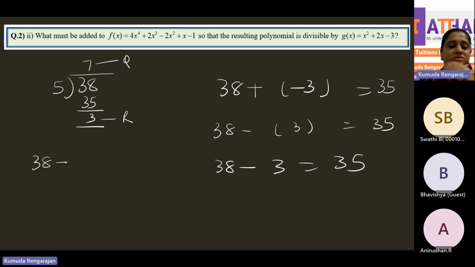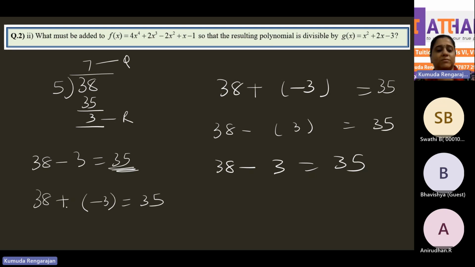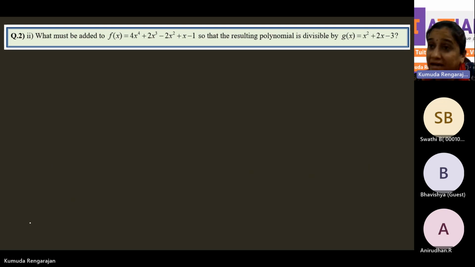To 38, what should you subtract? Subtract the remainder 3. So you get 35, and 35 is divisible by 5. But what should you add to 38? The negative of the remainder. Then only you get 35, which is divisible by 5. So remember like this, if the question is what is to be added, the negative of the remainder is to be added. What is to be subtracted? The remainder only should be subtracted. So you can make a note of that.